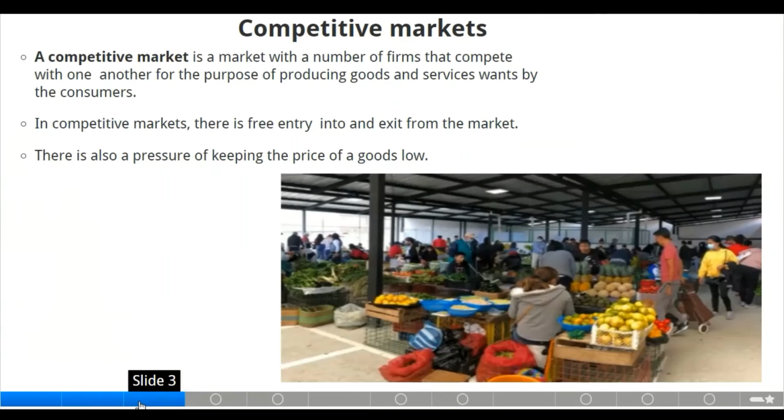Now let us move forward. We move to the next slide. Moving to the next slide, we now have one of the categories of the market we said earlier. We have competitive markets here. A competitive market is a market in which a number of firms compete with one another for the purpose of producing goods and services wanted by the consumer.